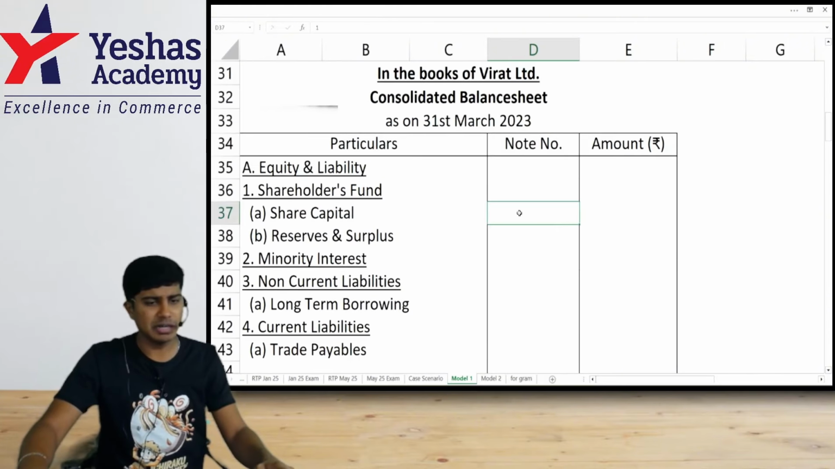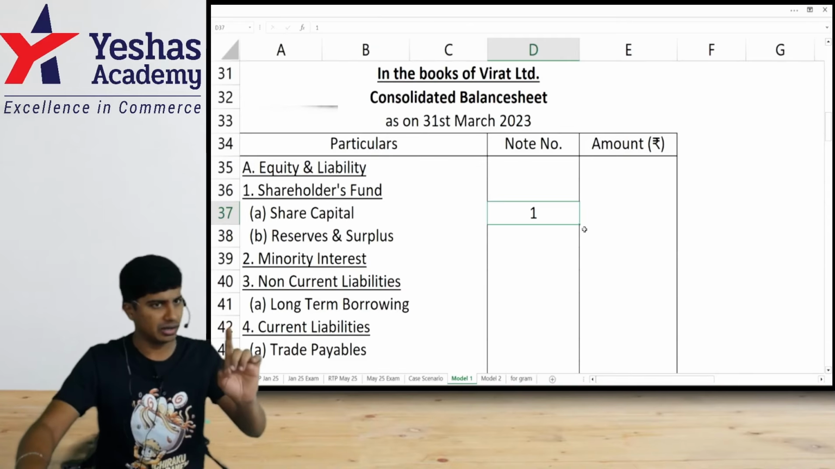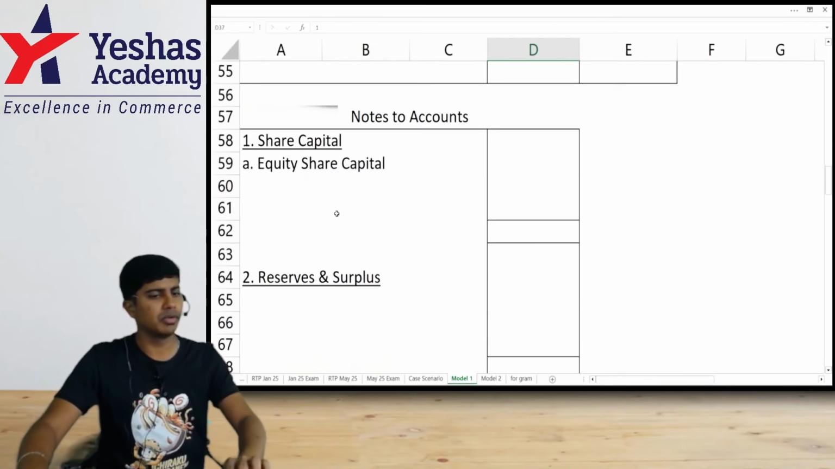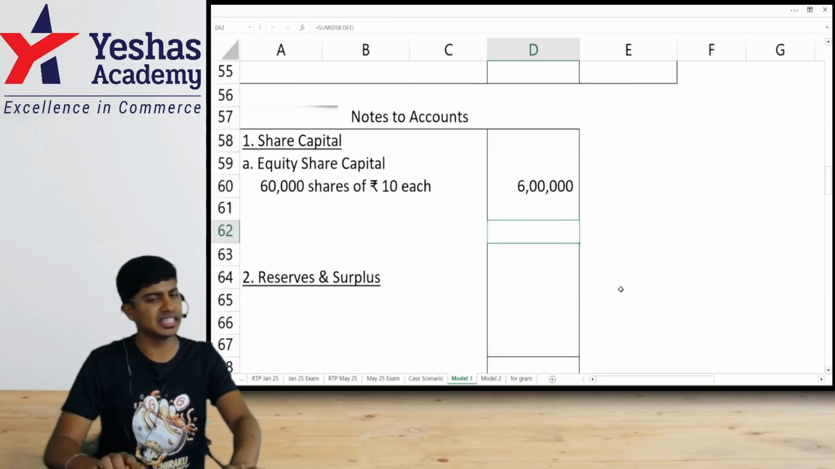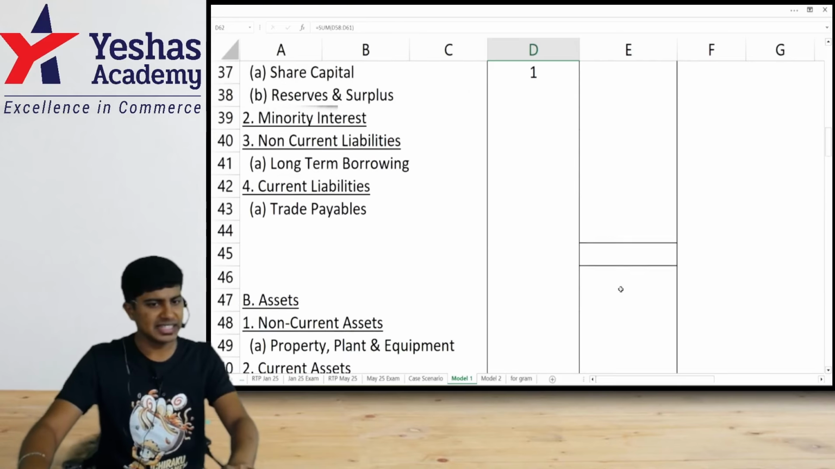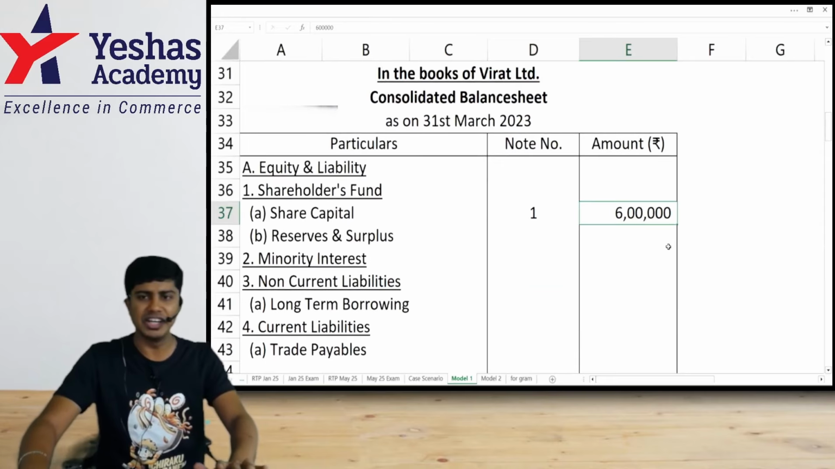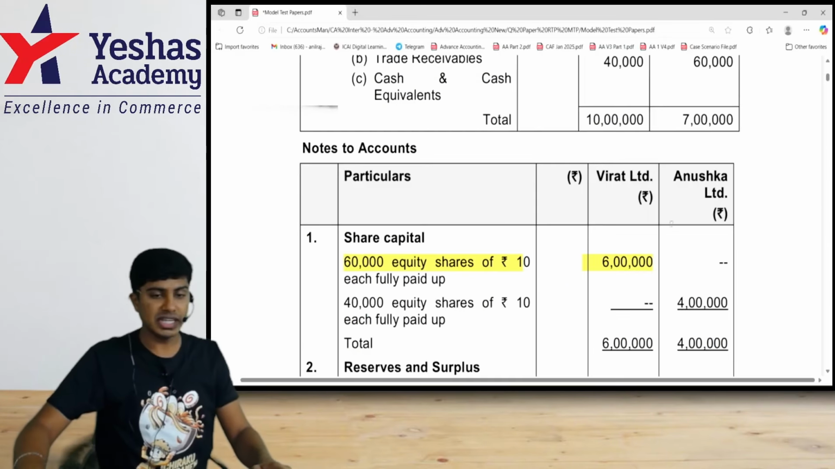In the consolidated balance sheet, under share capital, I will write note number 1. I will take you to note number 1. I'll write there 60,000 equity shares of rupees 10 each, 6 lakh total. There is no adjustment. And this 6 lakh will also appear in our balance sheet exactly the same way. There is no problem whatsoever. What is the next thing?